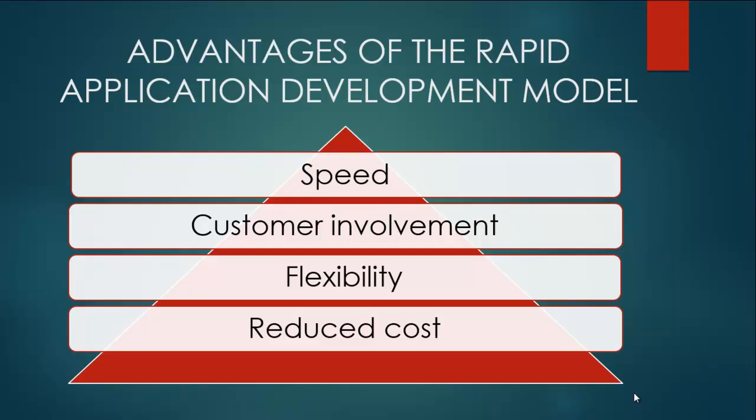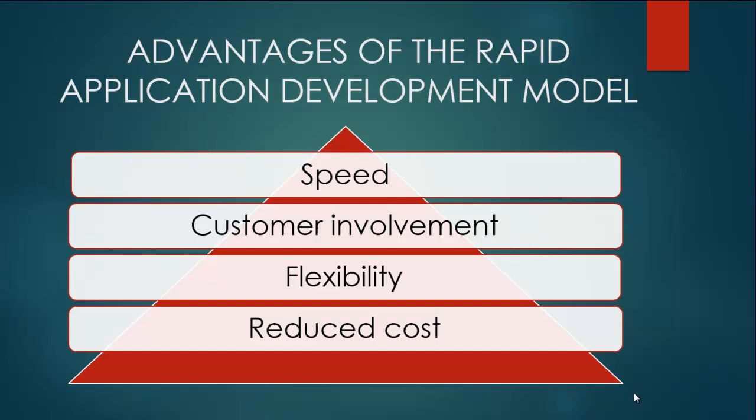The very first advantage is speed. The RAD model delivers software development quickly compared to other models. Then it also emphasizes customers' involvement. The RAD model places a strong emphasis on customers' involvement and feedback, which also helps to ensure that the final product meets their needs and expectations. Another advantage is that the RAD model is flexible and allows for changes to be made throughout the development process. This means that teams can adapt to changing requirements or users' needs as they arise.